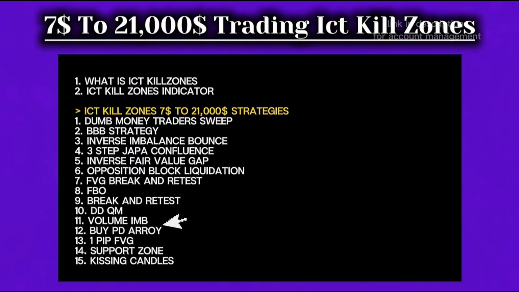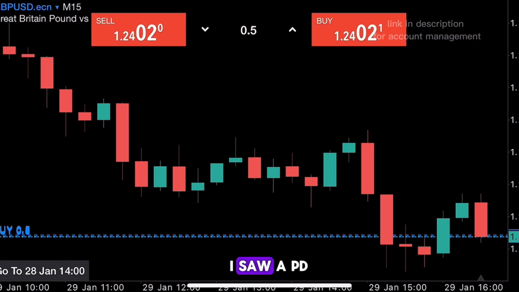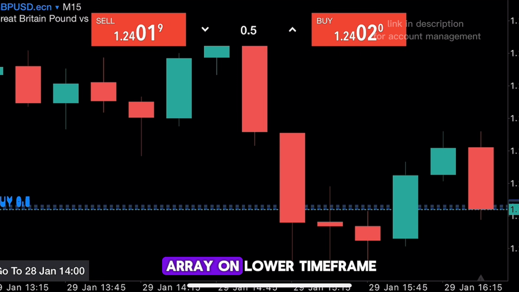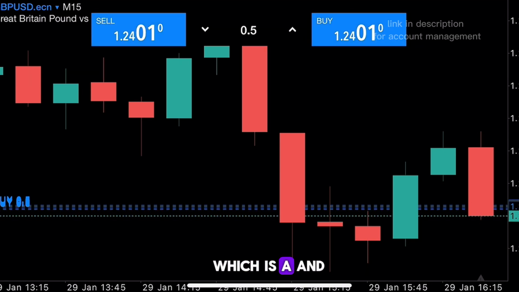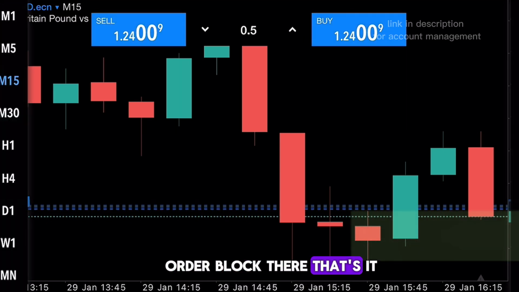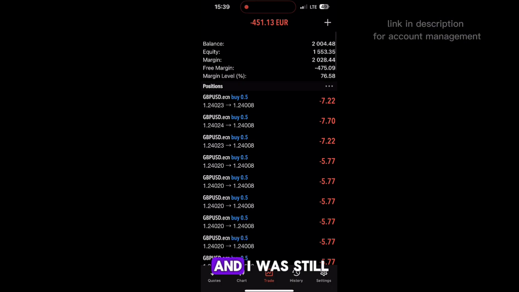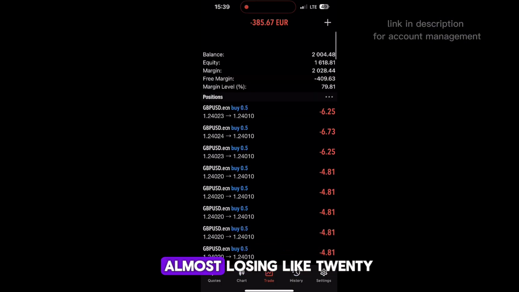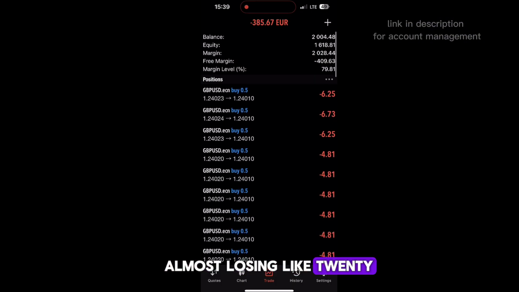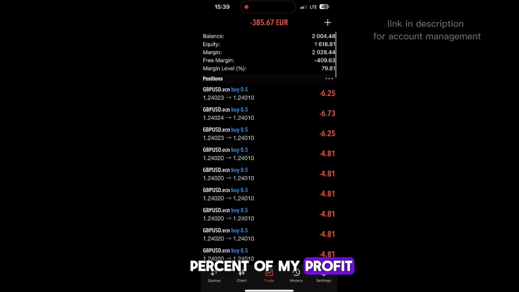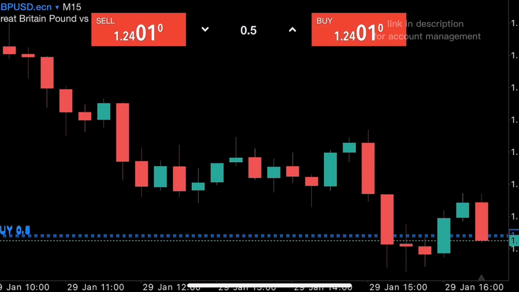And then for the number 12 strategy, I saw a PDRA on a lower time frame, which is another block there. That's it. So I marked it, and I was still in huge loss there, almost losing 20% of my profit at this moment in time. But the profit was worth it.